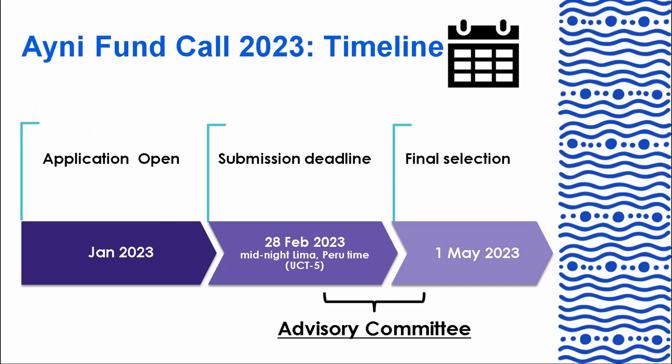So let me quickly go through the timeline. The application opened at the end of January 2023. And please note the submission deadline, which is 28 February 2023, midnight Lima, Peru time. Any application after that will be rejected. And the final selection is expected on 1st May 2023. In between the submission and final selection, we have an advisory committee, who are responsible for reviewing the proposals and recommending them to us for the selection.